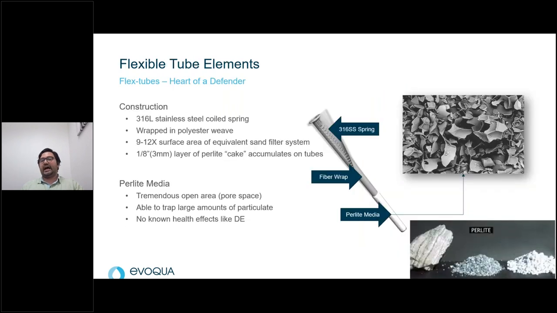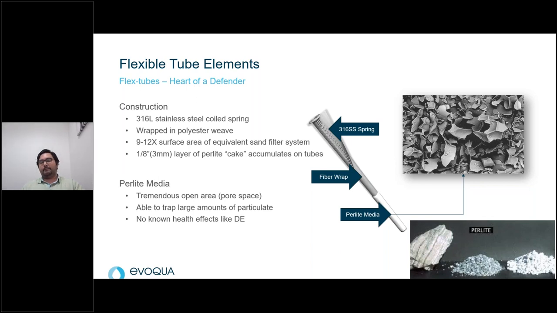This is how a flexible tube is manufactured. The flexible tube is basically a stainless steel 316 coil woven with a polyester sheet. Because of this design, we are able to increase the surface filtration area 9 to 12 times compared to a centrifugal. And all these tubes will be coated in the tank with perlite media.